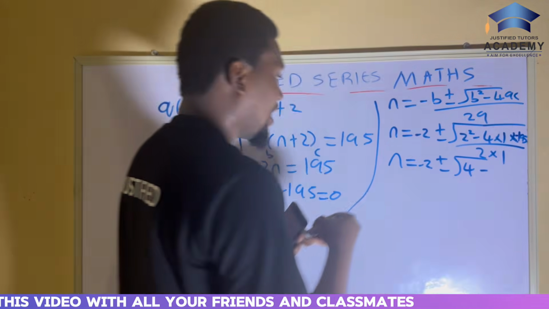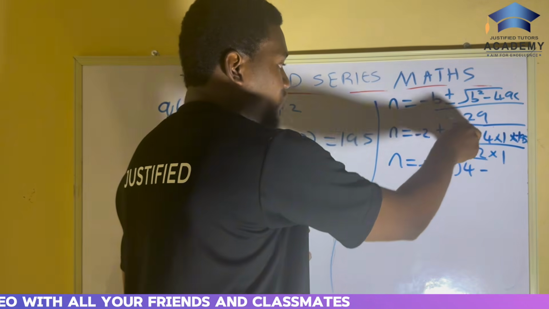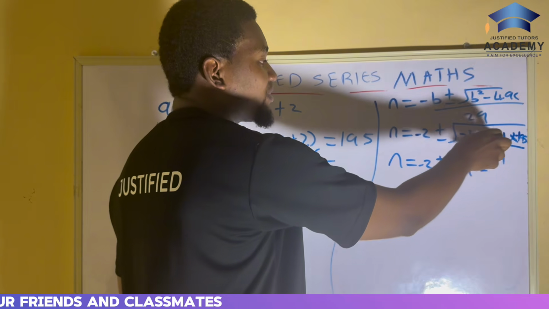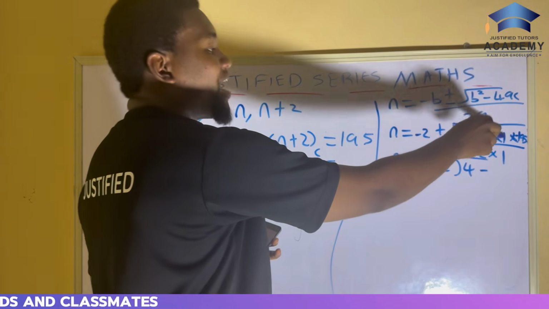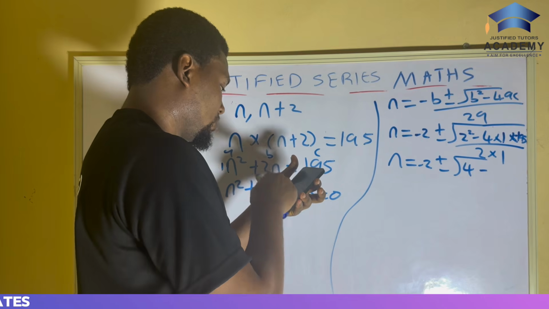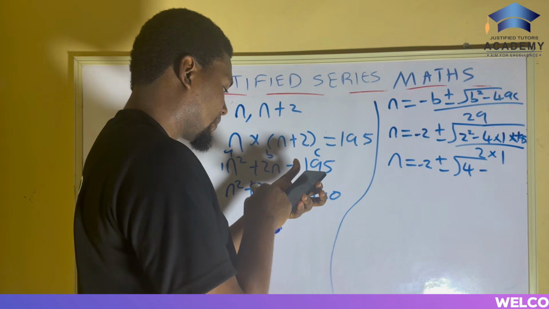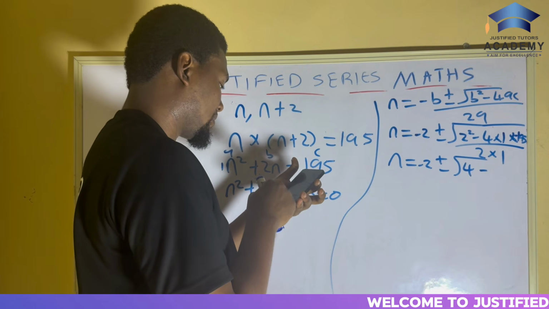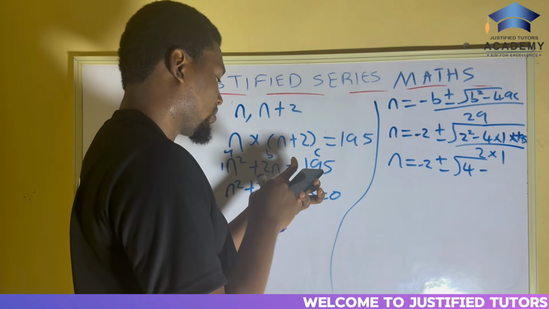So now, 2 squared is 4, and minus 4 times minus 195, times 1, will give us what?